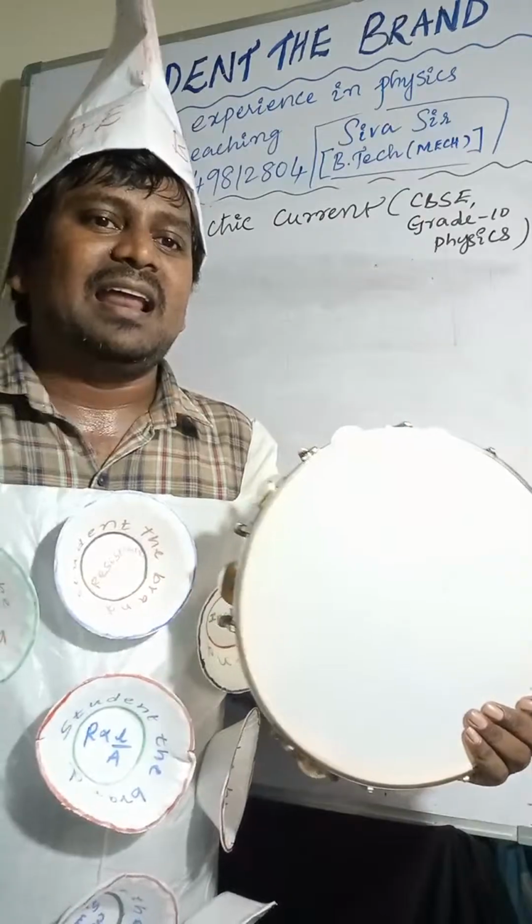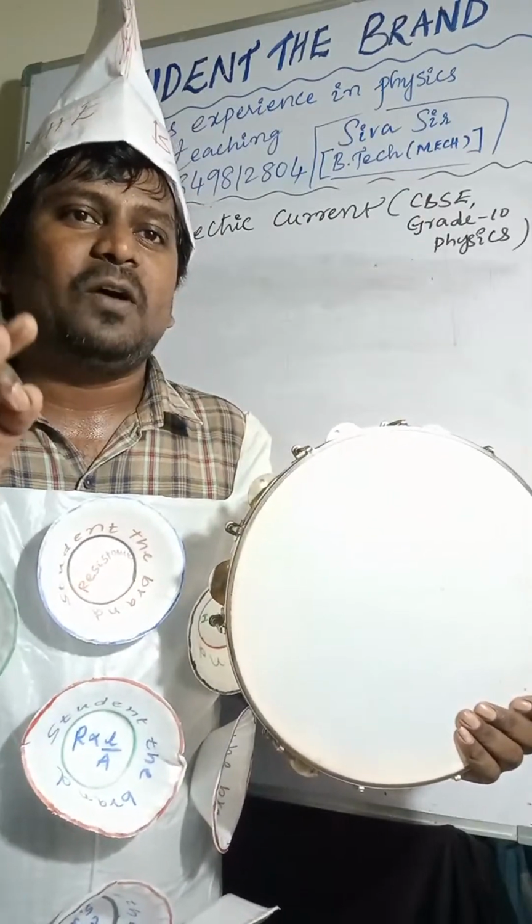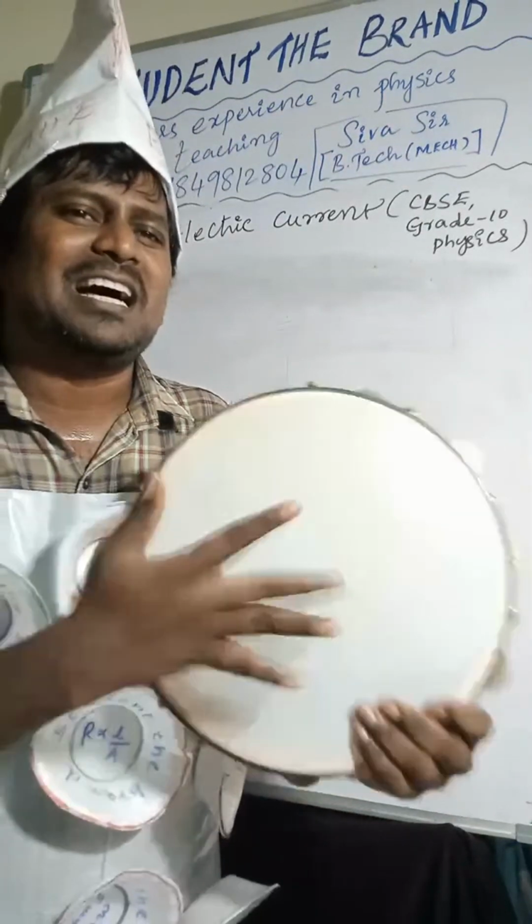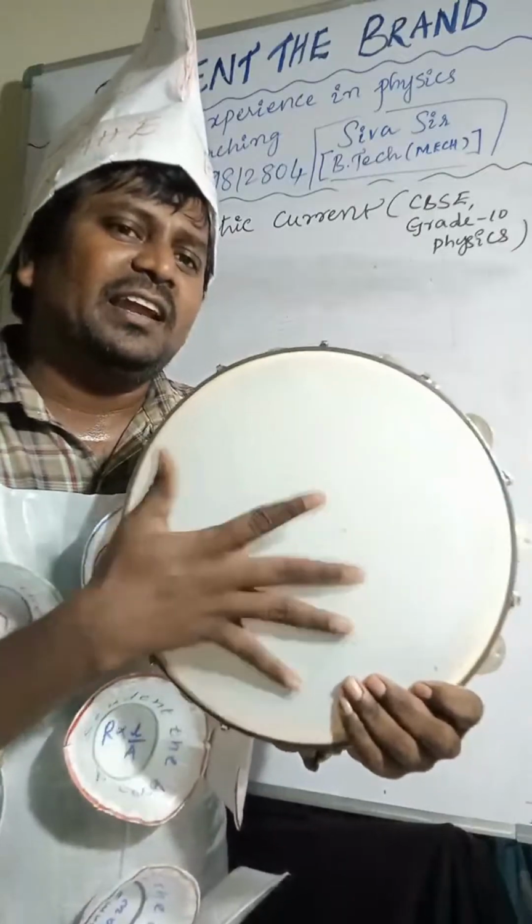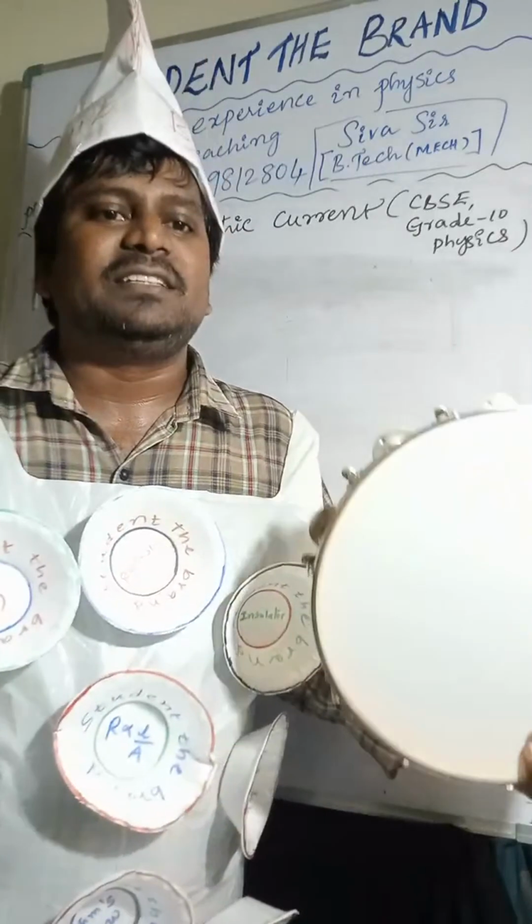Note down. Underline each and every point. Each and every point is very, very important. Are you ready? Yes, H equals I squared R T.